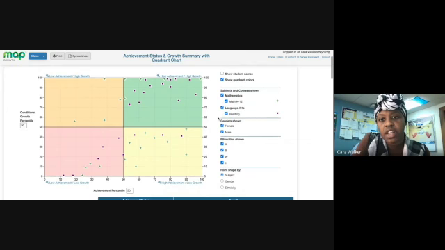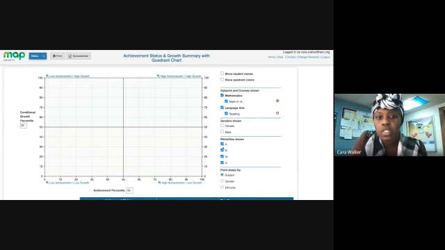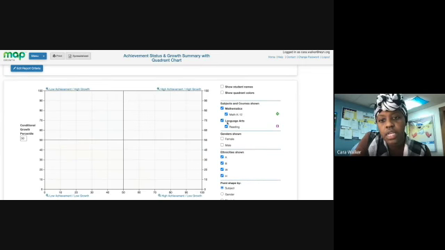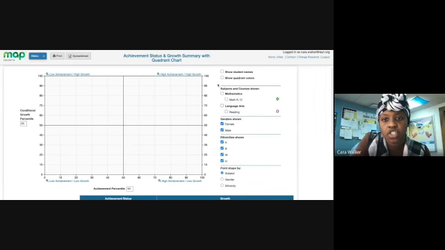Okay, so when they started this, they had us uncheck all of these boxes to show what we are looking at. So the first thing we did was just to show quadrant colors. And you'll see that up here we have the two quadrants at the top represent student growth, and the quadrants at the bottom represent student achievement.